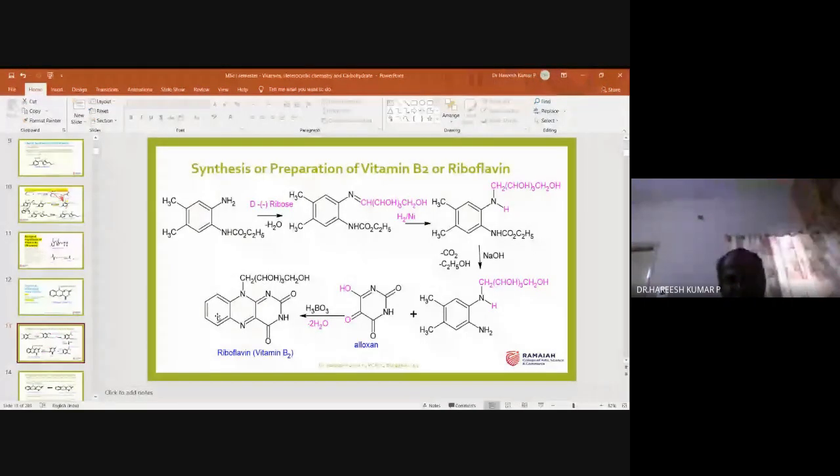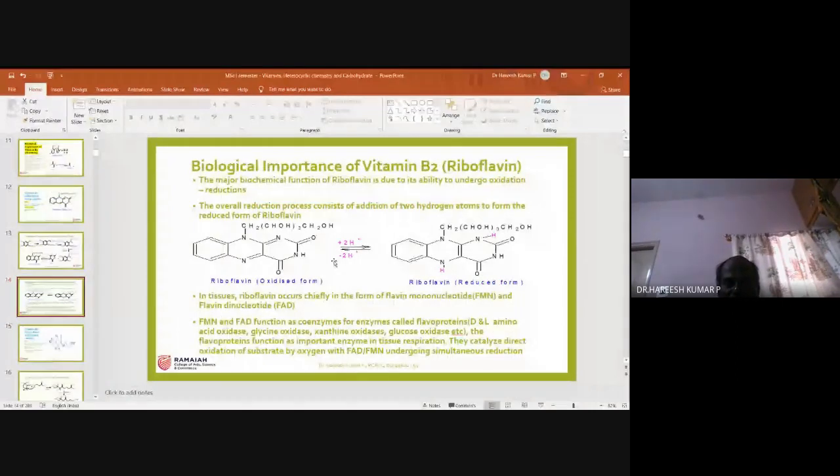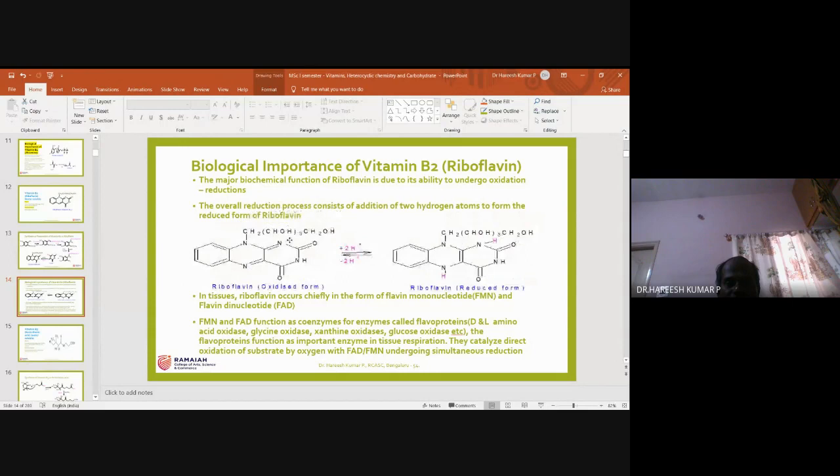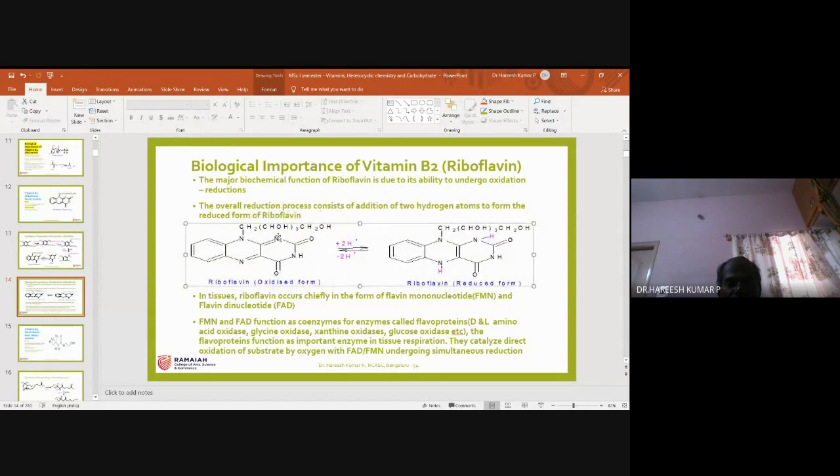So with this, I will go to the biological importance of vitamin B2, or riboflavin. What I am writing here, you can observe that this is a double bond, single bond, double bond, N. So this particular portion is important. This is the active site.